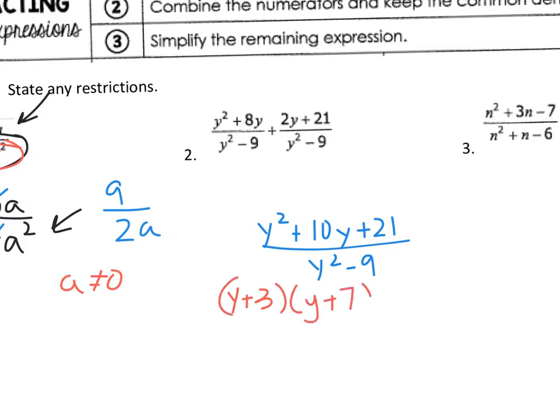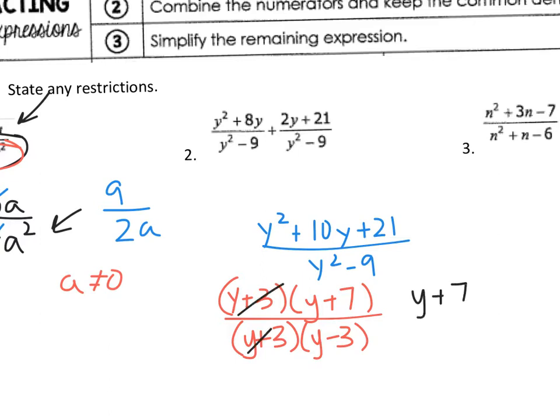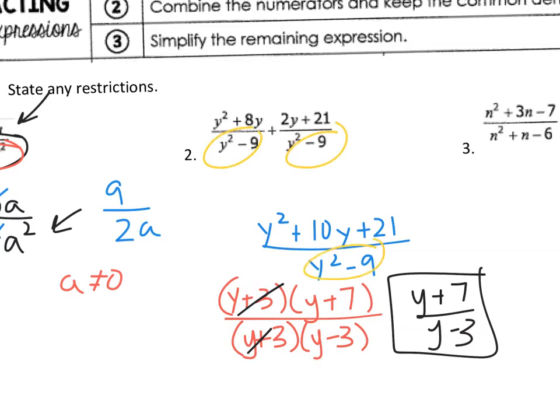So this is going to factor out into y plus 3 times y plus 7 over y plus 3 times y minus 3. So your final answer will be y plus 7 over y minus 3. So don't forget to check to see if you can cancel out anything further. And then let's do the restrictions. So looking at the denominators, the restrictions are going to be y can't be plus or minus 3.